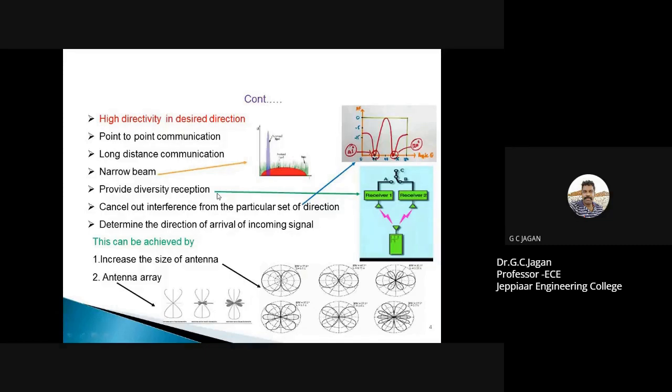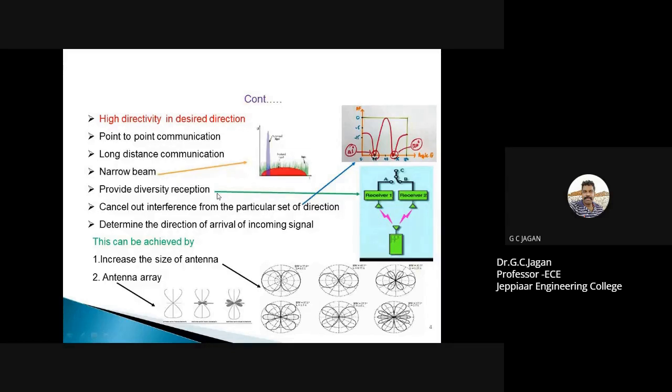So all the above functions can be achieved by two methods. One is by increasing the size of the antenna. Increasing the size of the antenna is not effective practically, but arranging smaller elements to form an array is quite possible, and it is highly effective, right? So antenna arrays are highly effective.